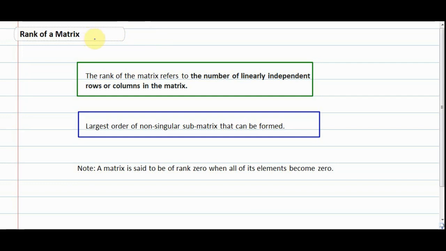Now let's study what is the rank of a matrix. The rank of a matrix refers to the number of linearly independent rows or columns in the matrix, or it can be defined as the largest order of a non-singular submatrix that can be formed. Note, a matrix is said to be of rank 0 when all of its elements are 0. To familiarize the calculation of the rank of a matrix, let's discuss one problem.